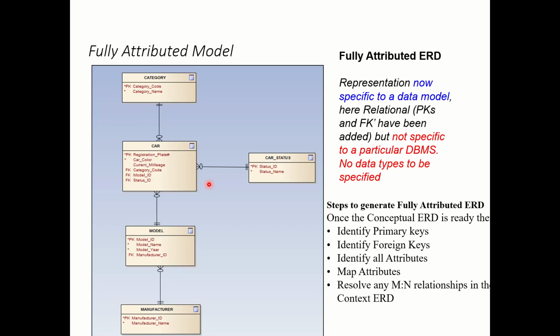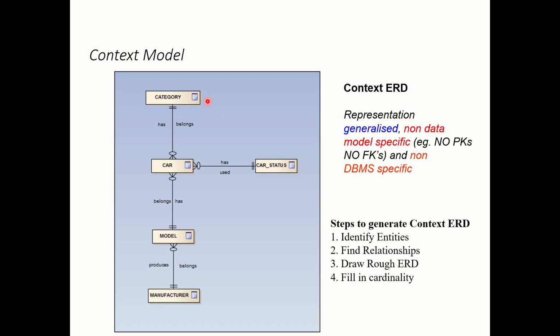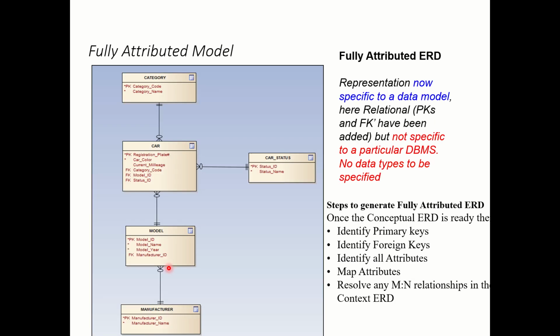Now moving a little bit deeper, you need to come out with a fully attributed model. In the fully attributed model, you have already identified the conceptual or contextual ERD. Now from there you will start. In category, what are the attributes which are required? In car table, what are the attributes required? In car status table, what are the attributes required? Now you need to identify the relationship between them, and you have to identify the primary key and the foreign keys associated with it, right?